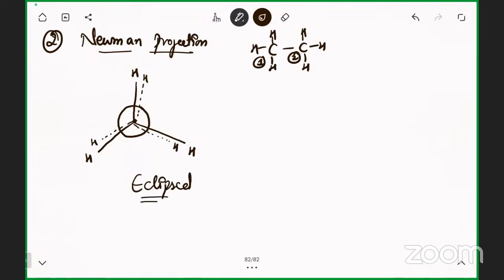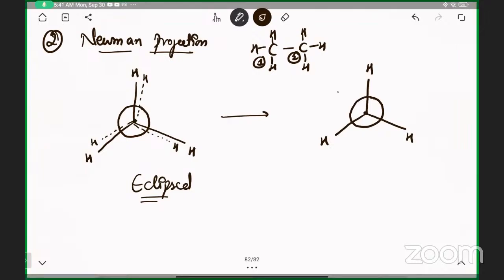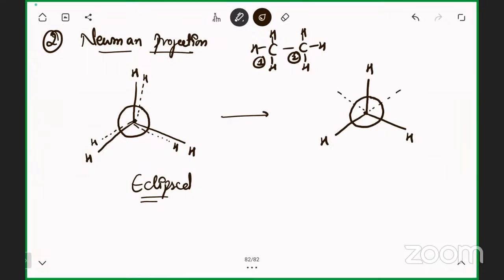Now just hold the first carbon and rotate the back carbon. The front carbon will be as it is, so it will be H, H, and H. The second carbon is shown by the circle. Now they are not covering, so it is known as staggered form. Got it?